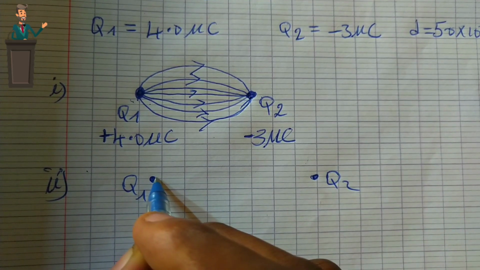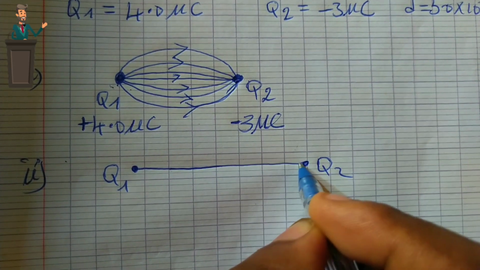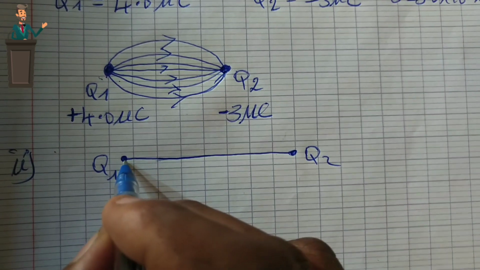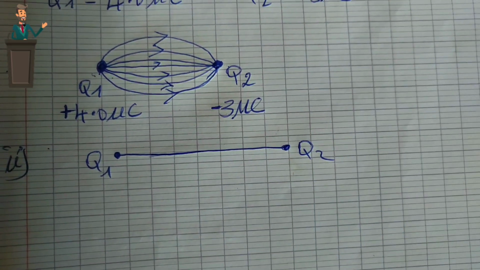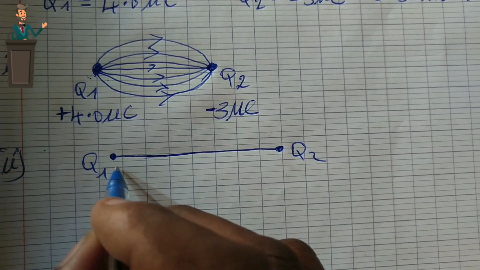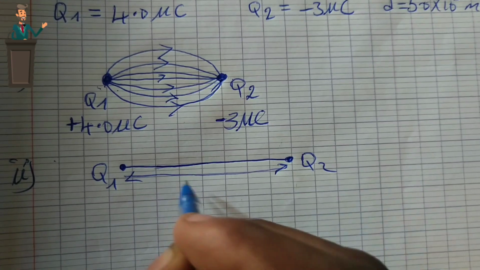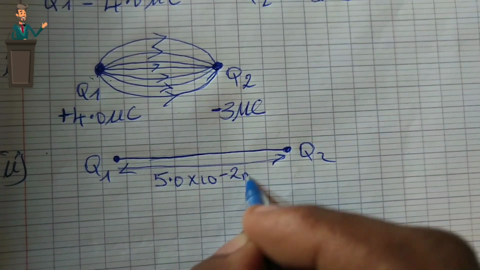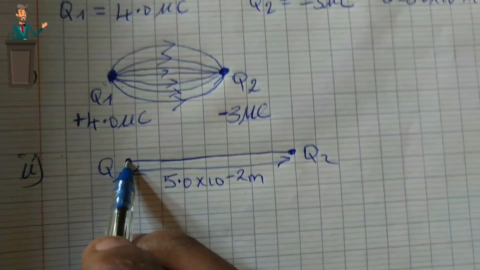And we know this is the line. I needed a ruler to draw this. Thank God my hand is very straight. This is the line joining the two charges Q1 and Q2, and the distance between these two charges was given to us as 5.0 times 10 to the negative 2 meters.